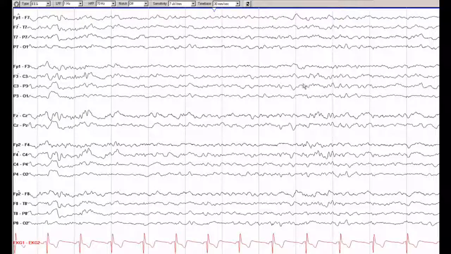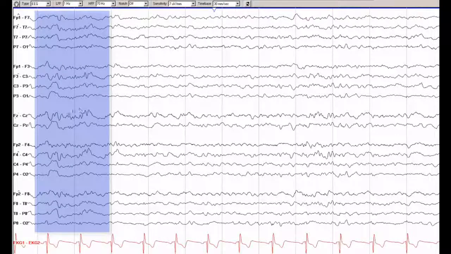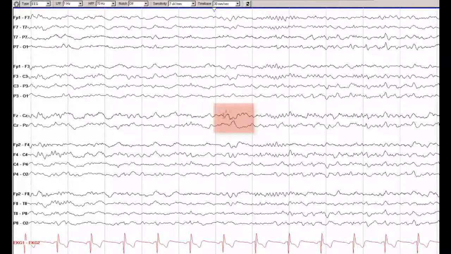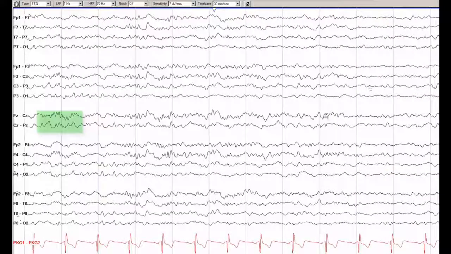As we scroll forward, we can start to identify some of these sleep transients coexisting in this stage 2 sleep recording. At the start of the page, we see a K complex. As we move forward, we see a slightly bluntly contoured vertex wave. Near the end of the page, we see a run of POSTs. And then we see some spindles superimposed on some delta activity.